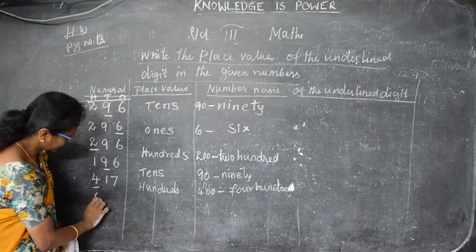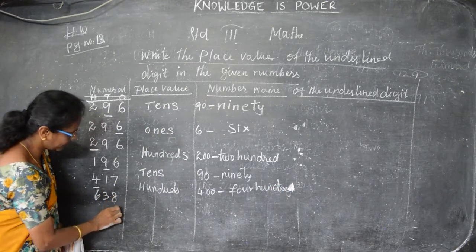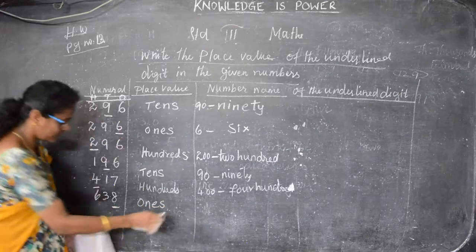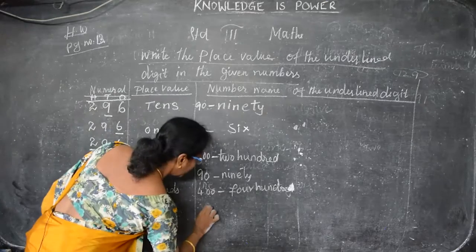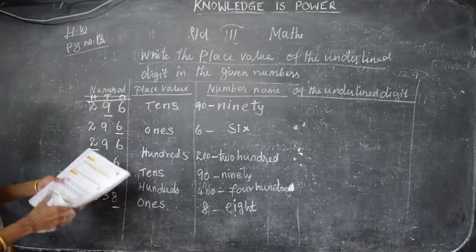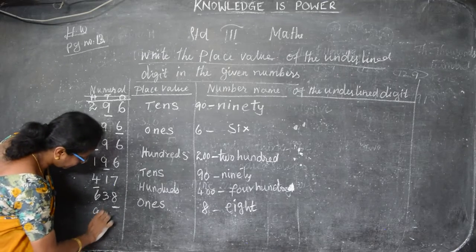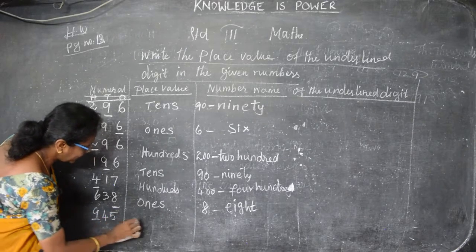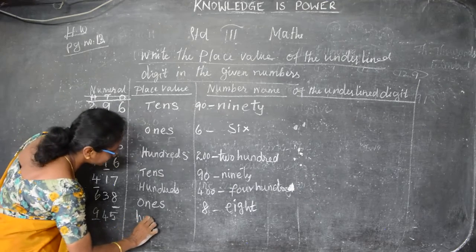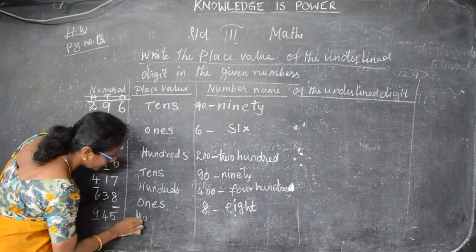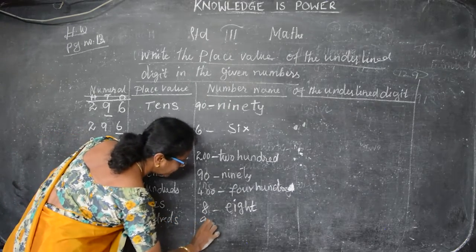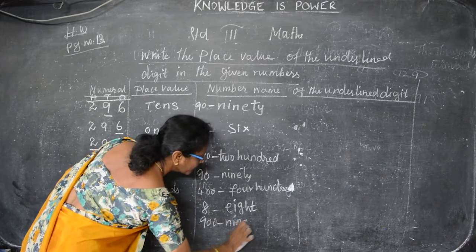Now 638. So 8 they have underlined. So 8 is in the ones place. 8 is in the ones place. And you have to write 8 ones is only 8, with the spelling. Okay. Now the next one. 945. So 9 is in which place? Hundreds. 9 is in the hundreds place. This is in the hundreds place. Hundreds. So 900. So when writing, 900.